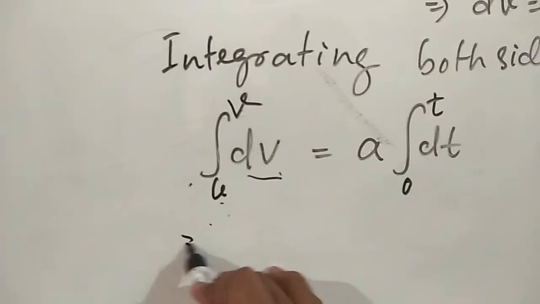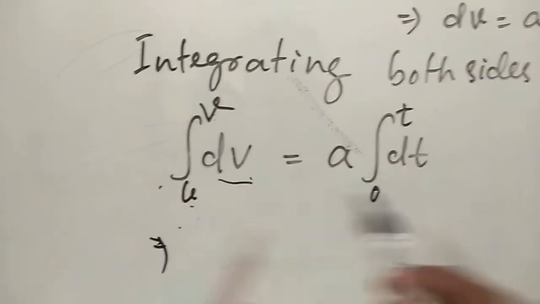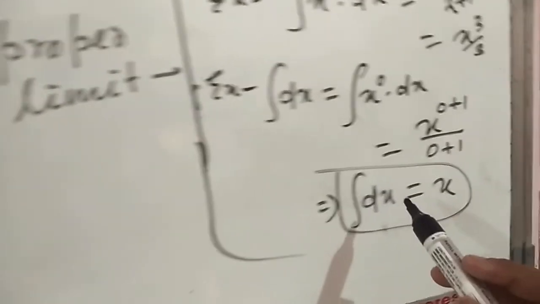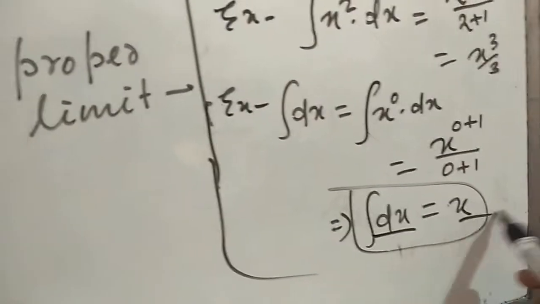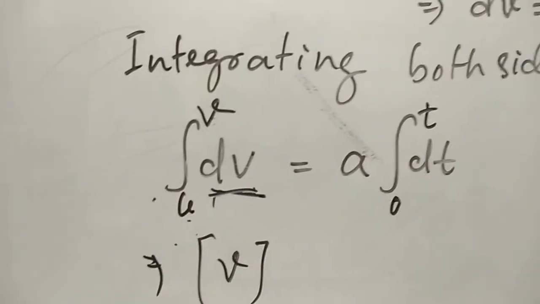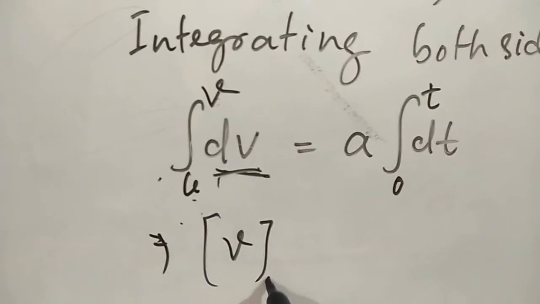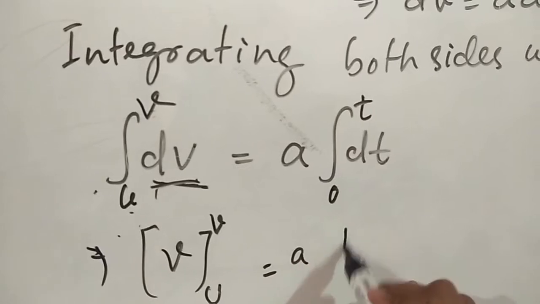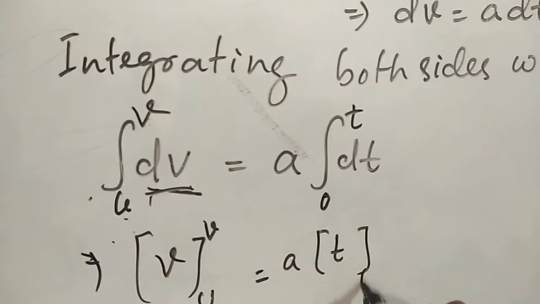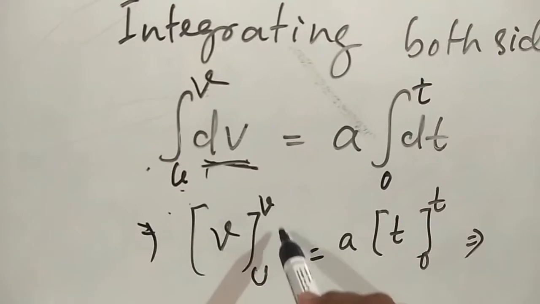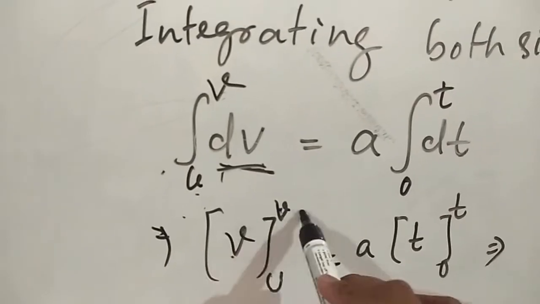Now the integration of dv is v, just as the integration of dx is x. Similarly, the integration of dv will be v, taken from u to v. Then a times the integration of dt will be similarly t from 0 to t. Now removing this bracket, these limits will be placed here.